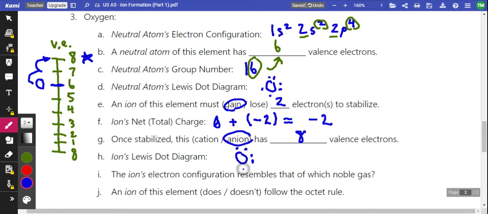1, 2, 3, 4, 5, 6, 7, 8. We end up with 8 valence electrons. Okay, and it has a -2 charge. Now, this is something that's going to be a little bit weird. We want to show that it's negative. Okay, so we're going to end up with a negative sign here, but we have to show how negative it is, which means we need a number there.